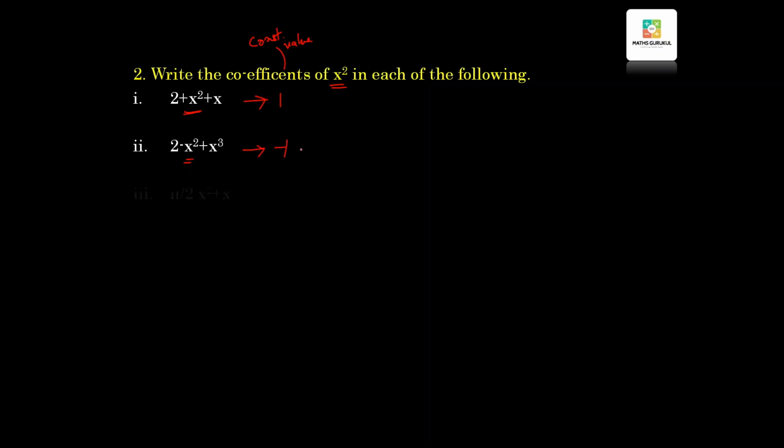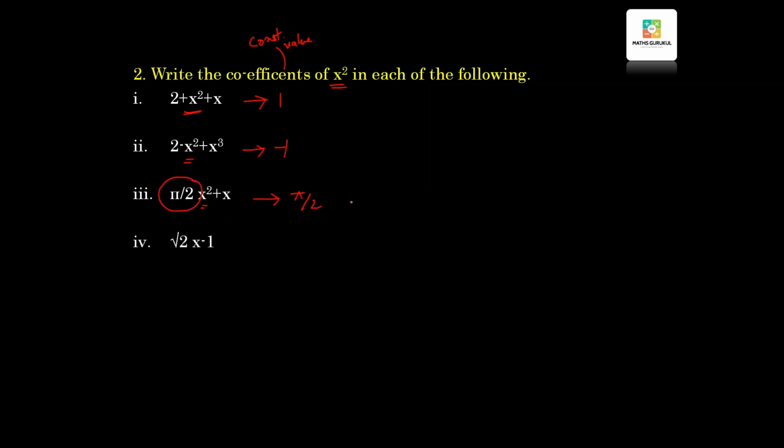Okay. In the third expression, it is given that pi by 2 x squared plus x, and we have to find the coefficient of x squared. So what is the constant value that is multiplied with x squared? It is pi by 2. So the coefficient of x squared in this particular expression will be pi by 2, pi divided by 2.